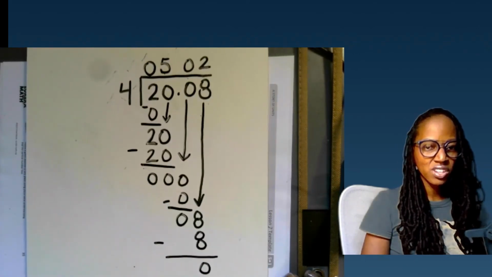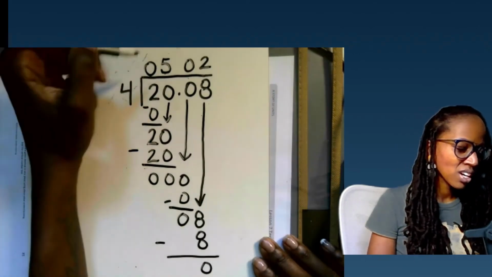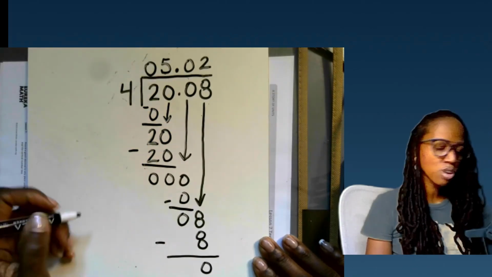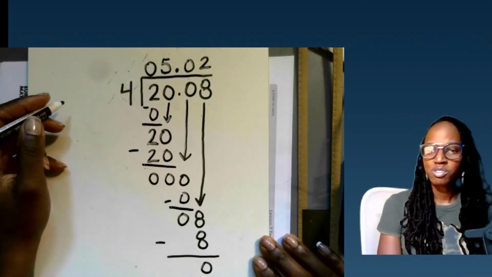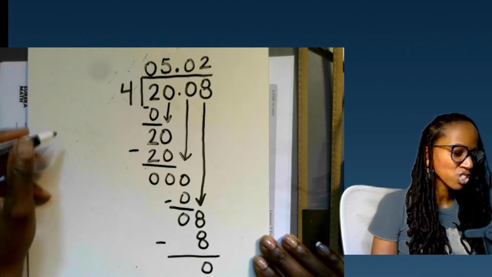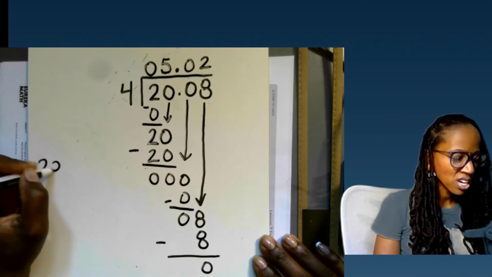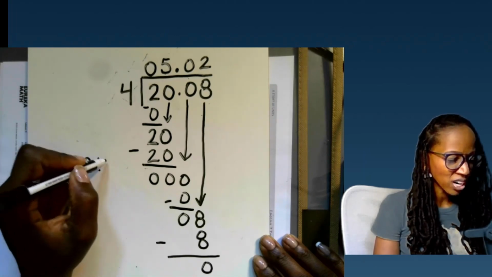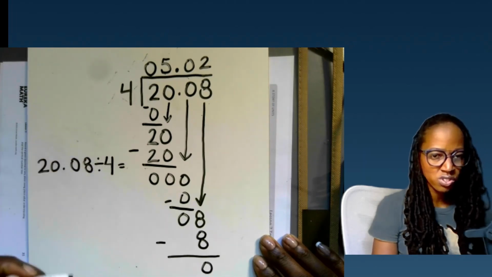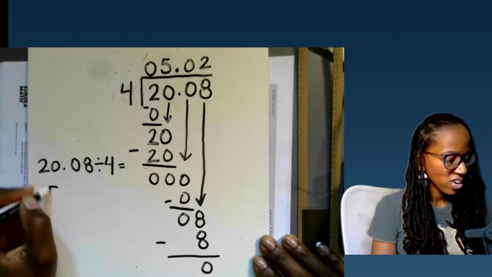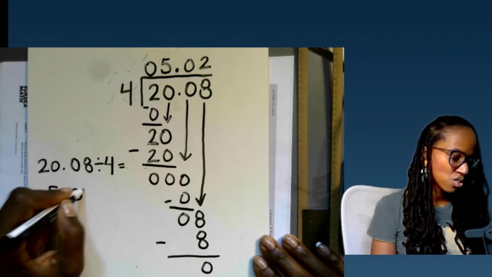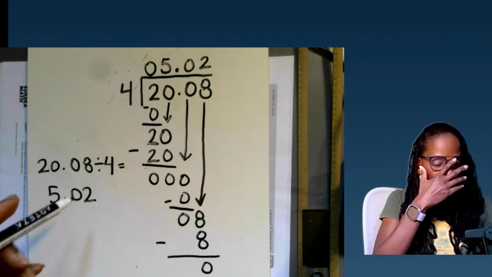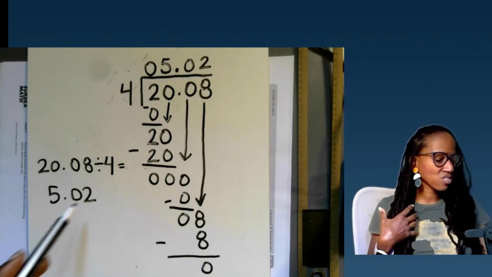And because I have nothing left to share, I would say I can go ahead and bring my decimal up to represent my quotient. So my answer or my quotient to this division problem would be 20 and 8 hundredths divided by 4 equals 5 and 2 hundredths.